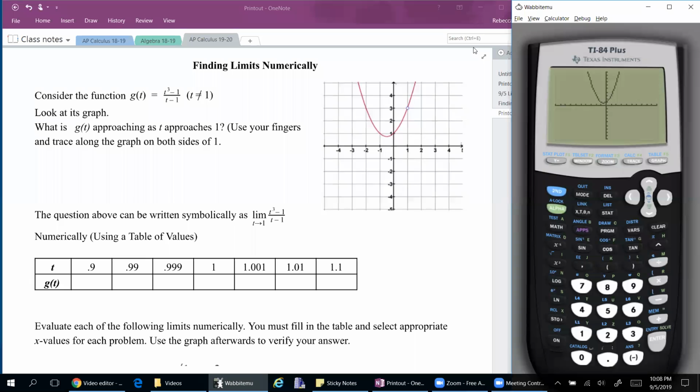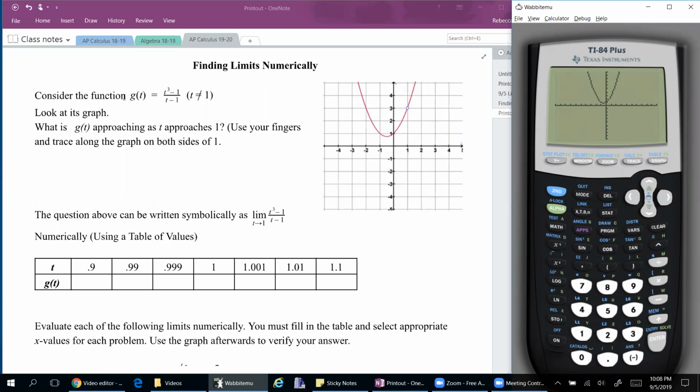Hello, mathematicians. Yesterday we focused on finding limits from graphs, and today we're going to focus on finding limits numerically. When we say numerically, we mean by using a table of values. Let's take a look at this function here.